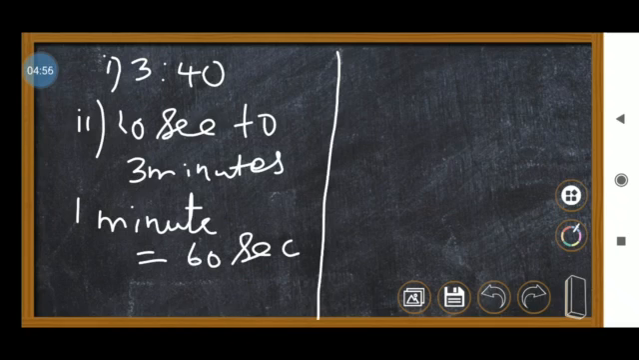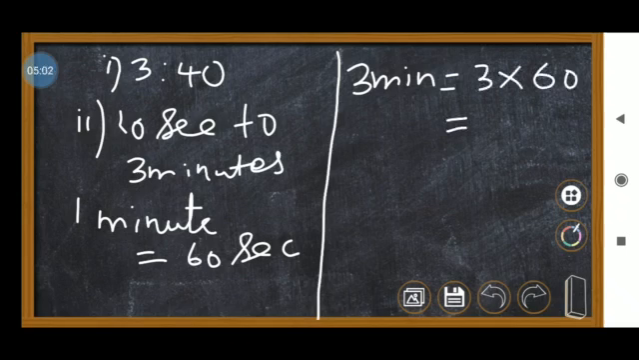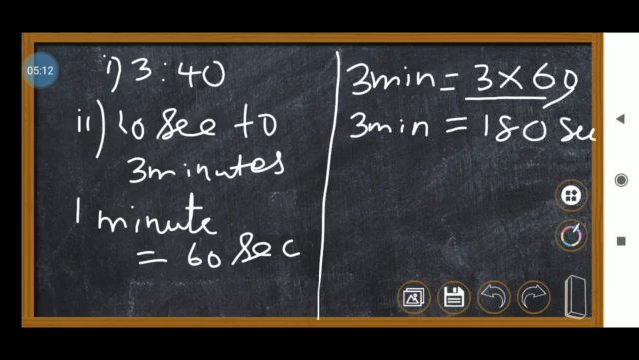60 seconds. So 3 minutes means 3 into 60, right? Because 1 minute is 60 seconds, so 3 minutes means 3 into 60. Simply multiply: 3 into 6 is 18. This 0 will come here, so 180. So that means 180 seconds. So 3 minutes is equal to 180 seconds.